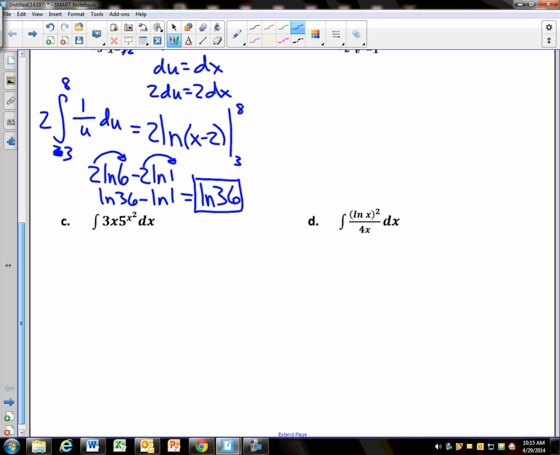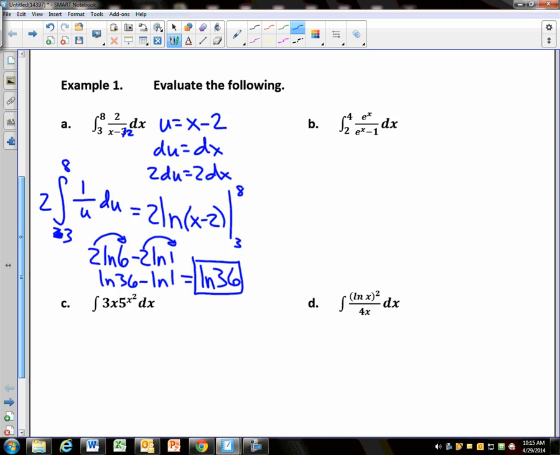So a lot of people can get to this point, 2 natural log of 6 minus 2 natural log of 1, and then they're like, how did the book get natural log of 36? Well, it used your rule of logarithms. That's why we did that review last week. So I'm hoping that was helpful. Okay. Any questions? Not too bad, huh?